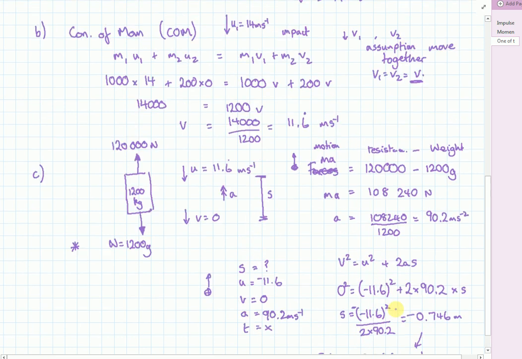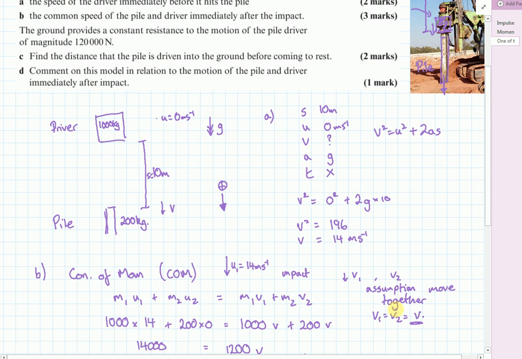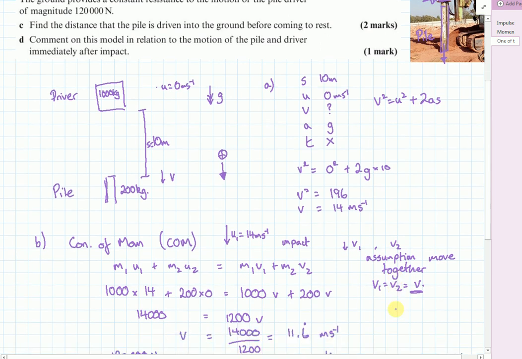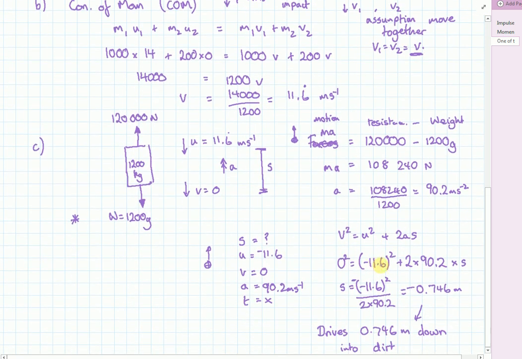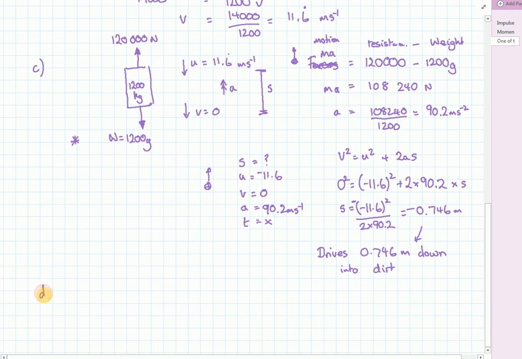The last part, they're asking you to comment on this model in relation to the motion of the pile driver immediately after impact. And it's this assumption that the two particles will immediately join together. So part D, we assumed that the pile and the driver move together immediately after impact. So same velocity. There's no bounce.